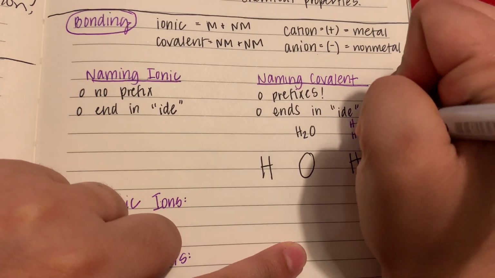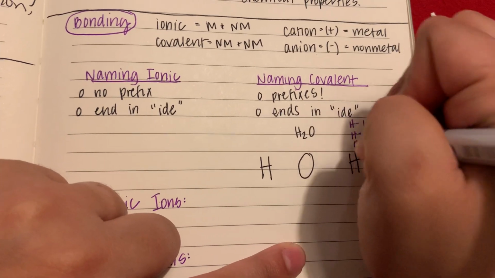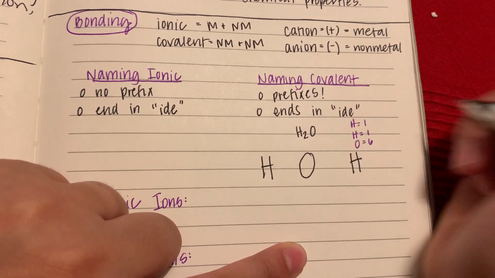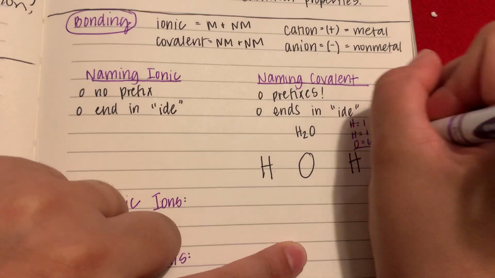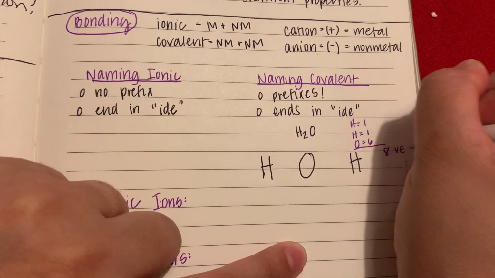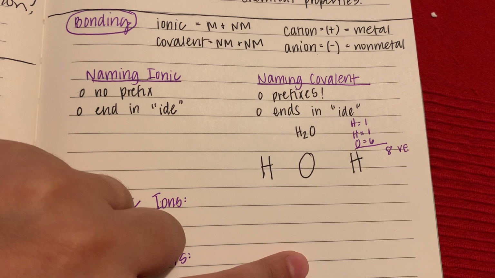Hopefully you memorize it now, but I have 1 and 1. Oxygen has 6. So 6 plus 1 plus 1. We have 8 total valence electrons, right? So just a reminder on how to draw these.